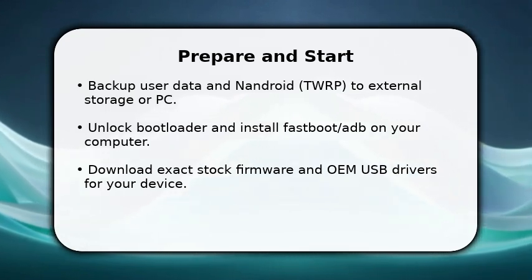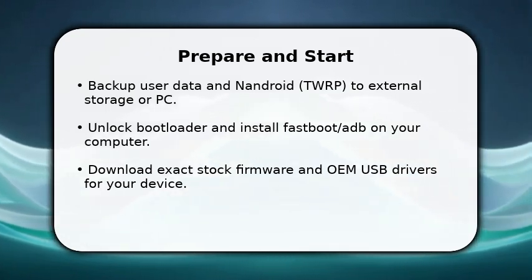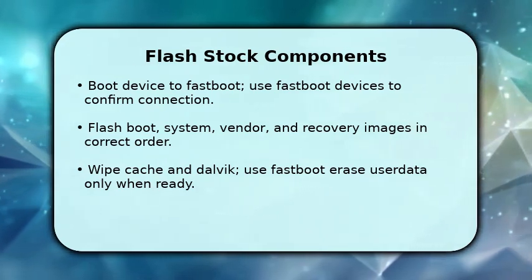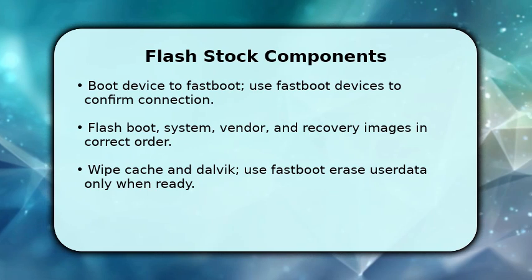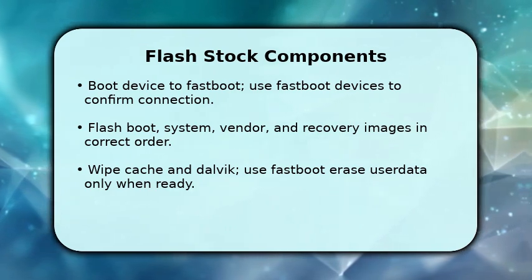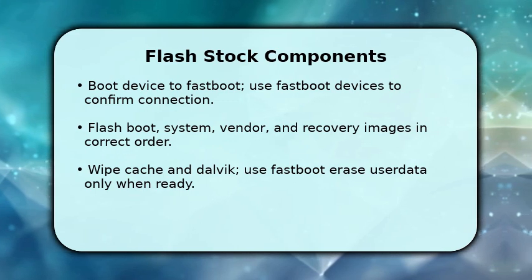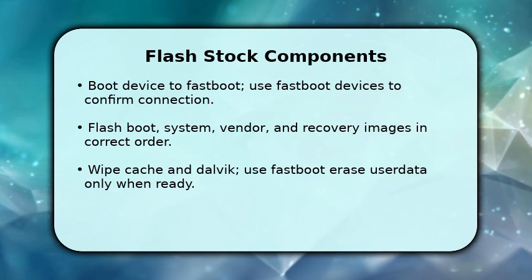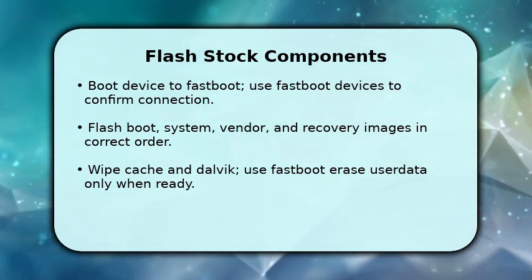You now replace the custom ROM with stock components. Boot into fastboot and verify the device ID, then flash the stock boot image first to restore the correct kernel, followed by system and vendor images to return core OS partitions. Flash the stock recovery last so the device can boot normally.